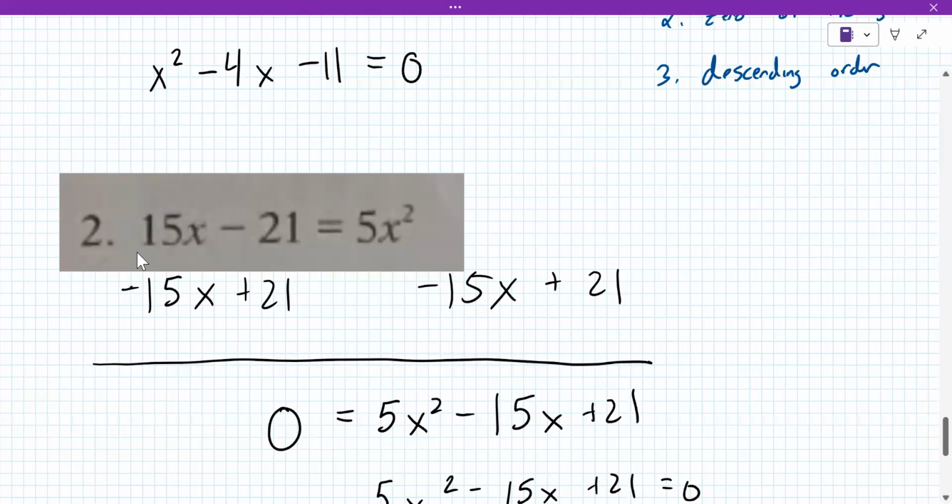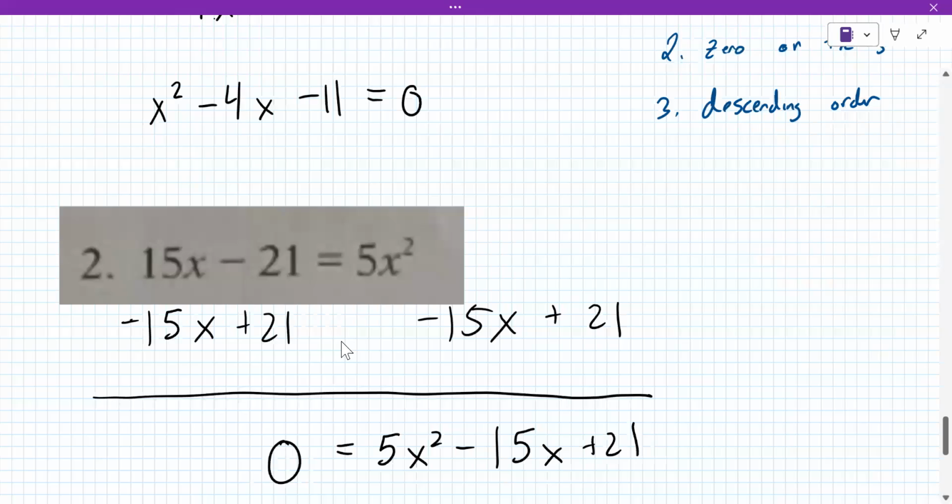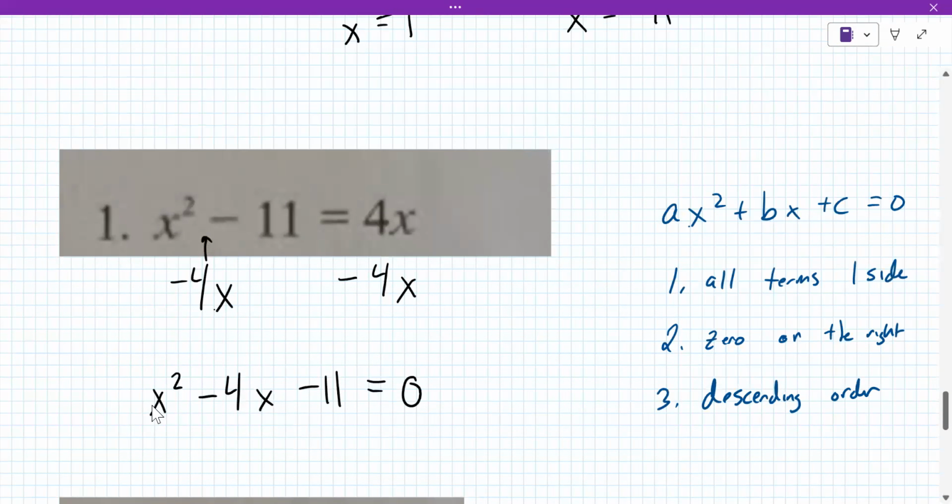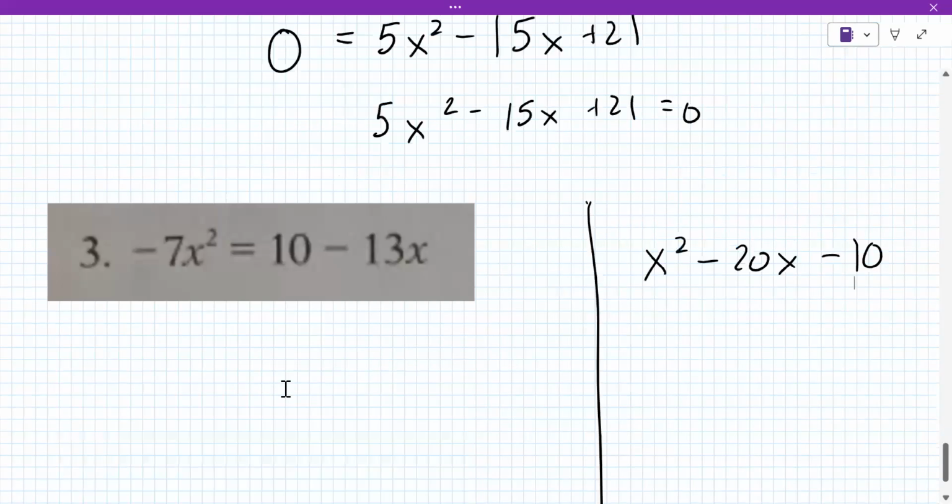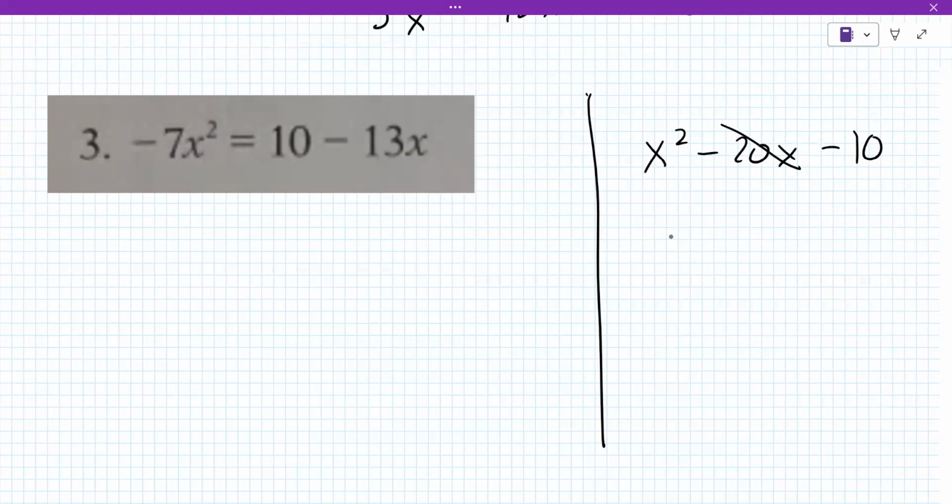You see there's a 15x, a minus 21, and a 5x squared. And our answer contains a 5x squared, a minus 15x, and a positive 21. Do you see that I have exactly the same numbers, just different signs in the answer? Same thing in the previous one. Does your answer contain an x squared and a 4x and an 11? There's no changes. So your answer cannot contain a 20x and it can't be x squared.